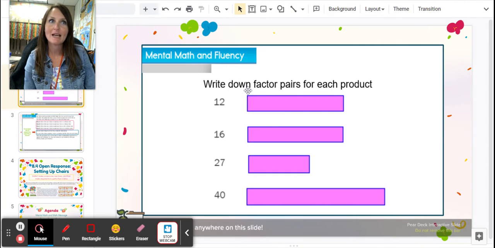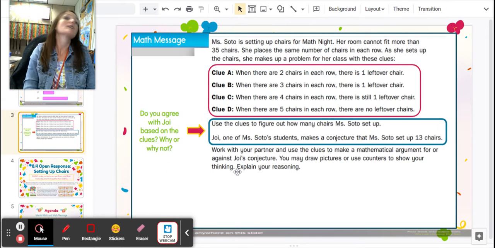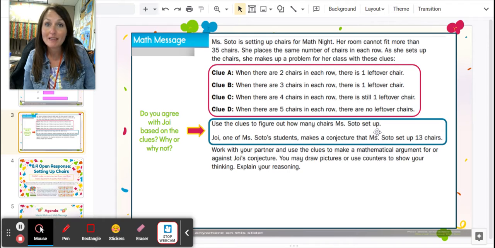So I want you to write down some factor pairs that would go for each one of these products. So like what times what would equal 12. Okay, and you only have to write one, or you can write more than one. Right, so like 6 times 2 equals 12. But 12 times 1 equals 12. So what would be for the others?